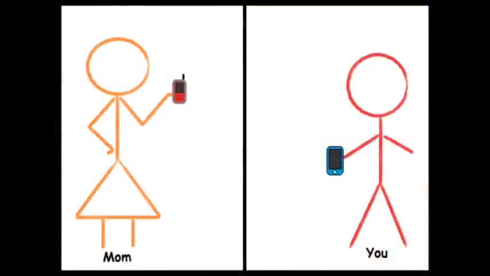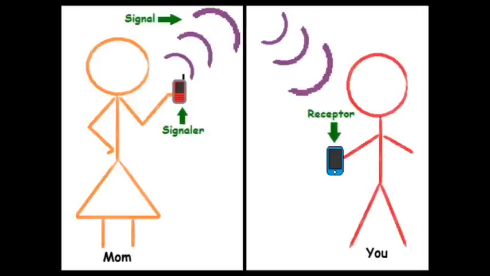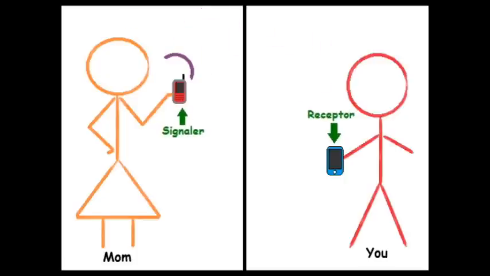For the first model, let's imagine a simple communication between you and your mom. Your mom sends a text message to your phone. Her phone is like a signaler cell that sends a message through radio wave signals. These signals are recognized by your phone, the receptor cell.